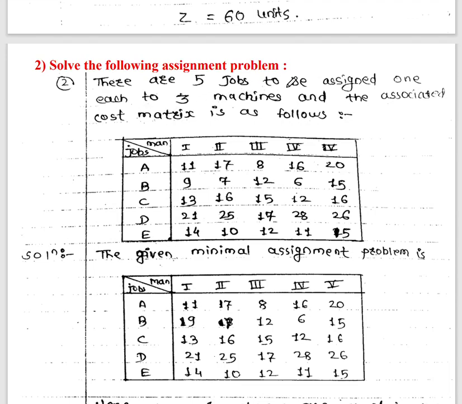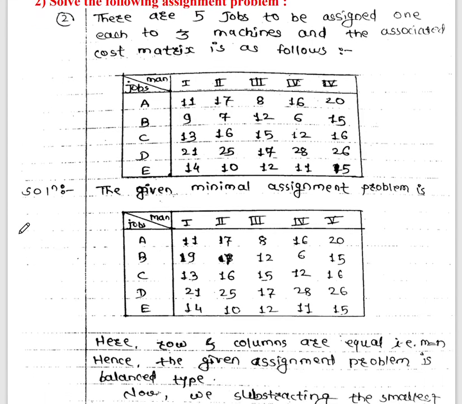Solve the following assignment problem. So there are 5 jobs to be assigned, one each to 5 machines, and the associated cost matrix is as follows. Okay, so there are 1, 2, 3, 4, 5 jobs and 1, 2, 3, 4, 5 groups of the person. Okay, so the given problem is a minimal assignment problem. Already the given problem is in the form of a minimal assignment problem.